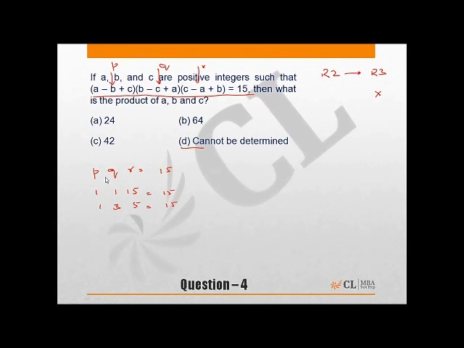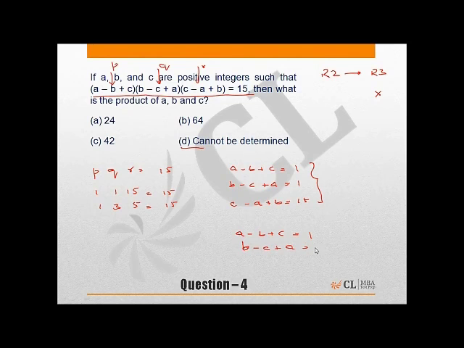Let's look at the first case. In the first case, I will say P is 1, which means A minus B plus C is equal to 1. Q is again 1, so B minus C plus A equal to 1. And the third case is C minus A plus B equal to 15. You have to solve this equation. The second case would be A minus B plus C equal to 1, B minus C plus A equal to 3, and then the third one will be C minus A plus B equal to 5. These are 2 separate cases.